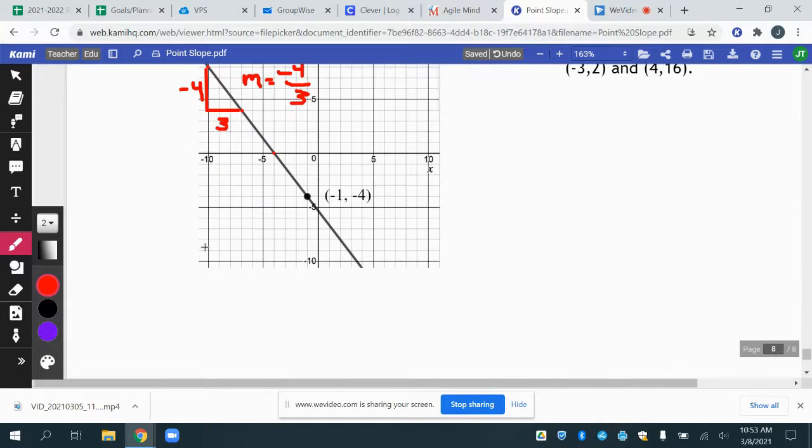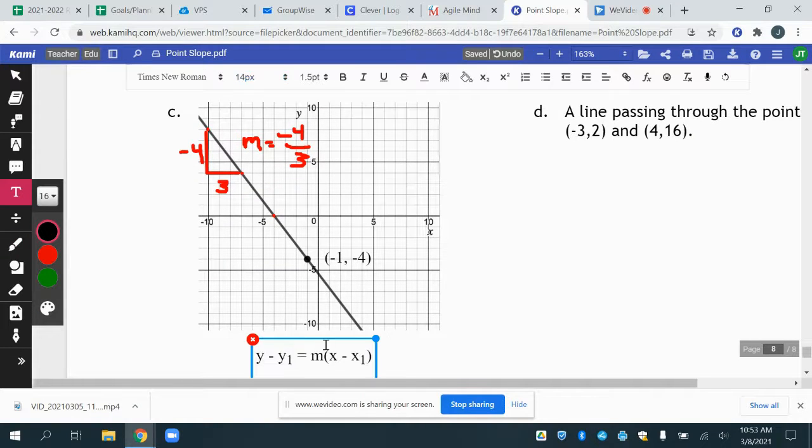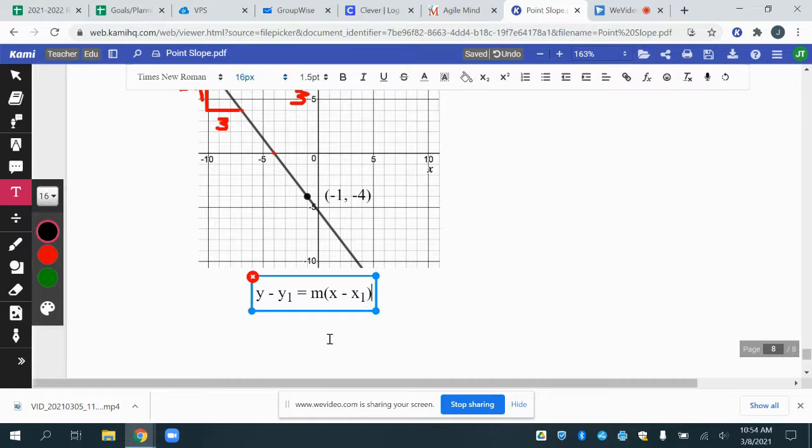So now I just have to type that into a line. Click down here, Control V. Okay, so I know my y, -4. That's y minus -4 equals -4 over 3 times x minus -1.